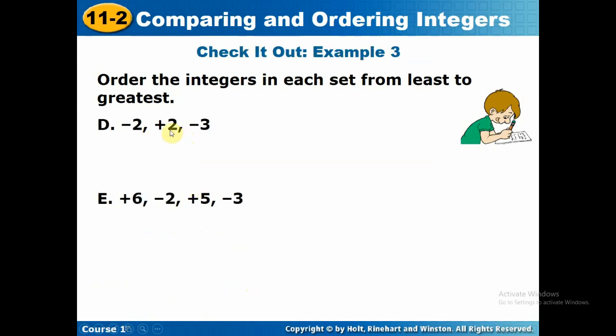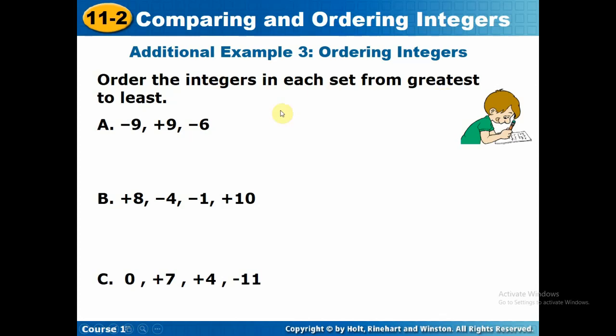Negative 2, positive 2, negative 3. The smallest number is negative 3, and then negative 2, and after that positive 2. Positive 6, negative 2, positive 5, negative 3. Start by the negative numbers. Negative 3 is the smallest number, and then negative 2, and after that positive 5 and positive 6.